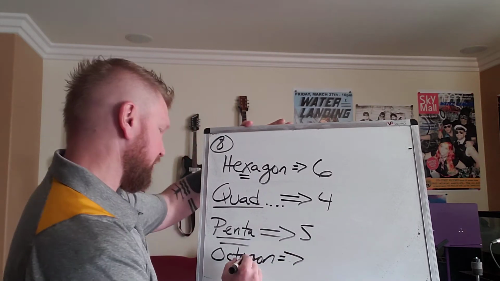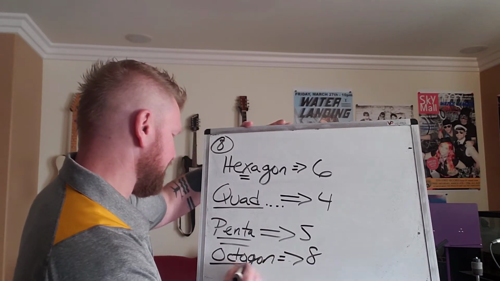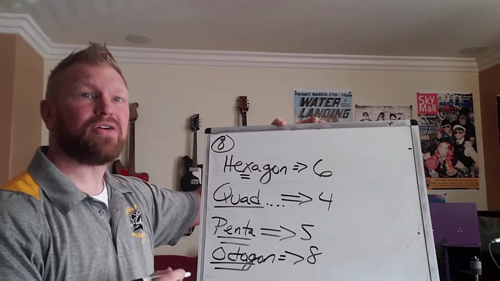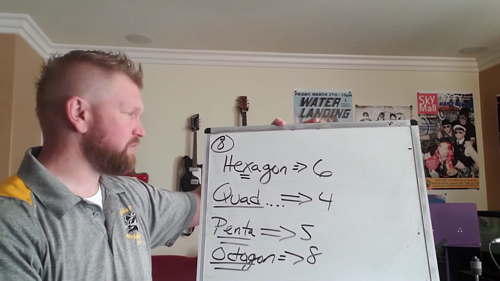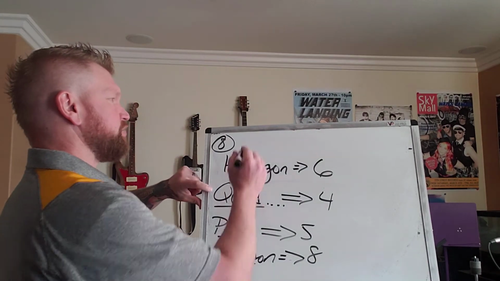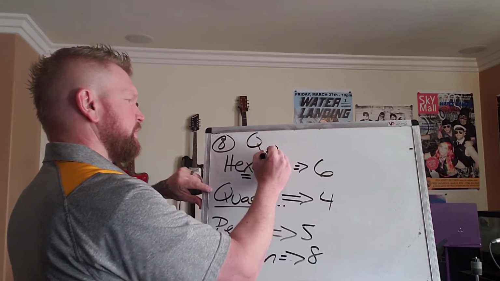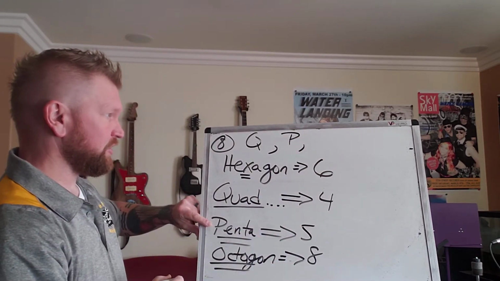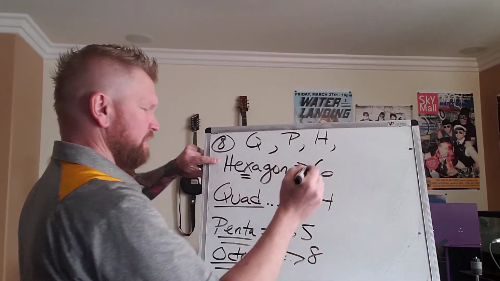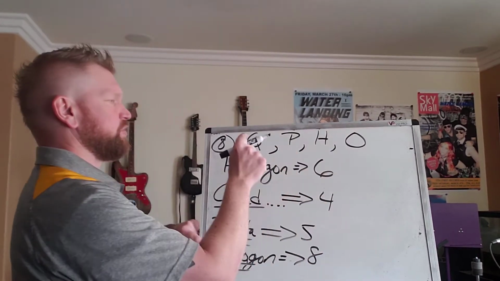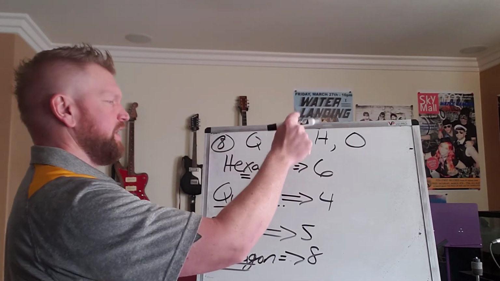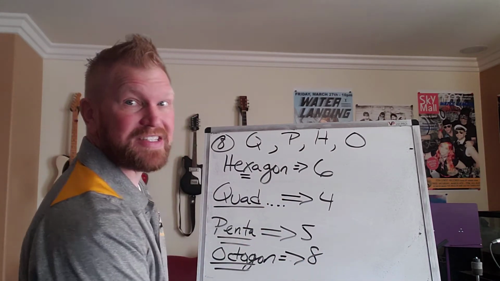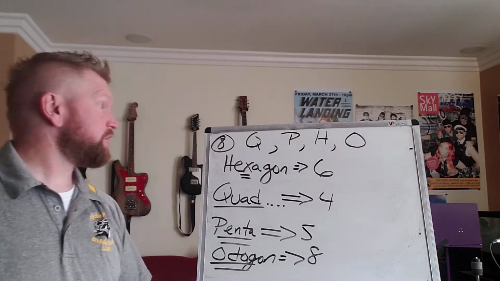And octagon. And let's see here. An octagon has 8 sides. Octo is 8. All right, so if we're going to go in order from least to most sides, we're going to start with the quadrilateral. Quadrilateral first. Next, we're going to go to the pentagon. Next, we'll go to the hexagon. And the most is the octagon. So quadrilateral, then pentagon, then hexagon, then octagon. It's knowing the prefixes to know how many sides are in the shape. That was question number 8.